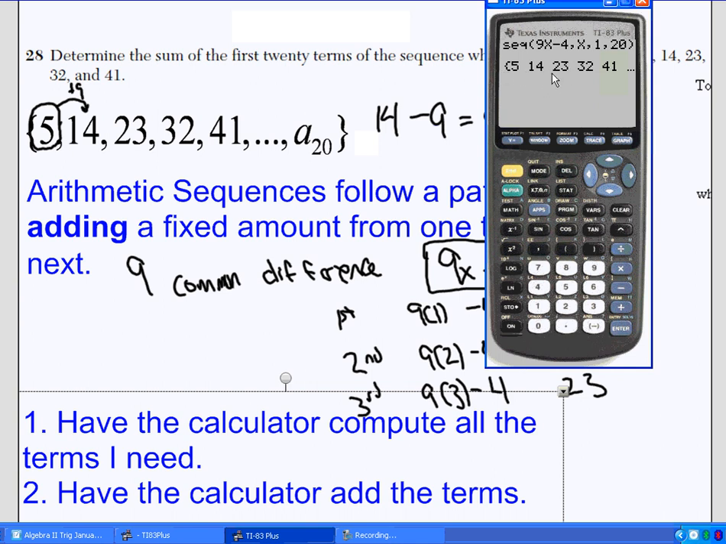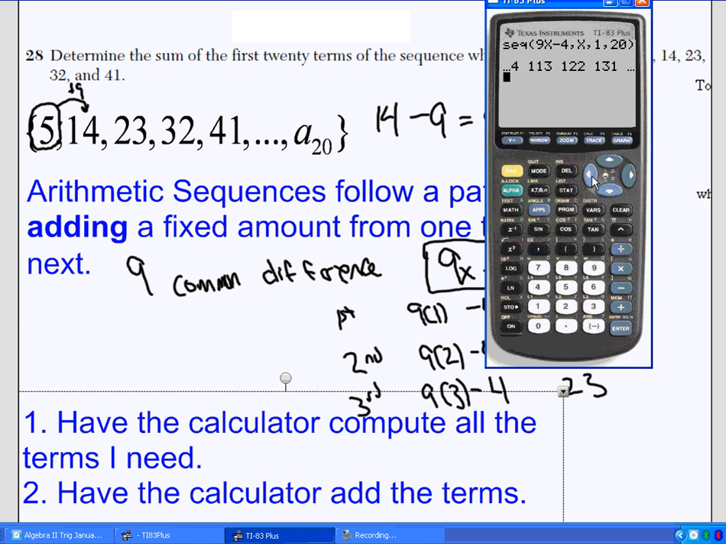You see that? 5, 14, 23, 32, 41. And the 20th term is, look at all that work that the calculator just did for us. Definitely saved us a lot of time. Is 176.